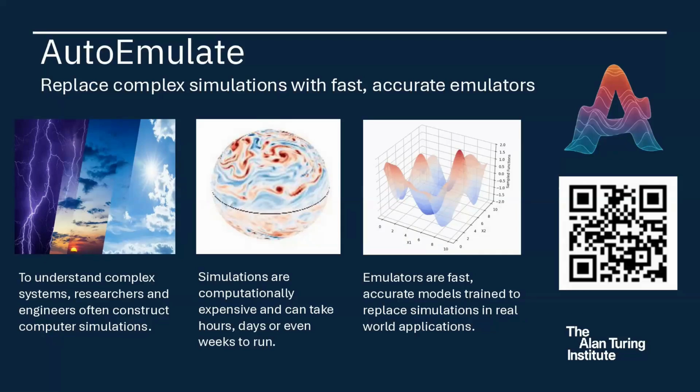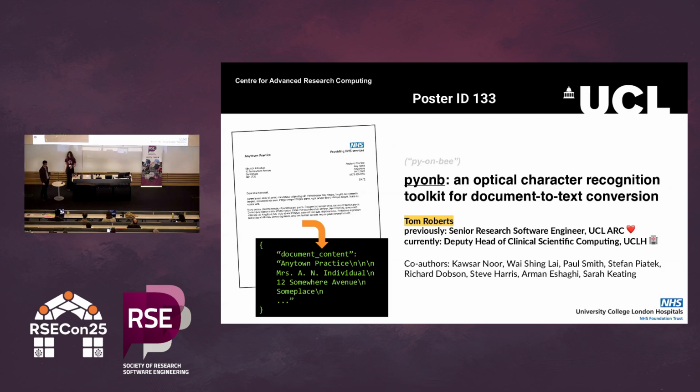Auto Emulate is an open source Python package that we've been developing that tries to make that process a lot quicker. So you don't have to worry too much about the machine learning processes. It aims to try and build an emulator much more easily for you. And then it has lots of downstream features, which you'll have to come to the poster to find out. So thank you very much. I did just spoil it.